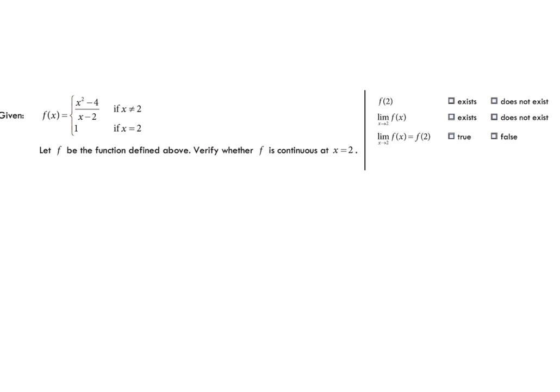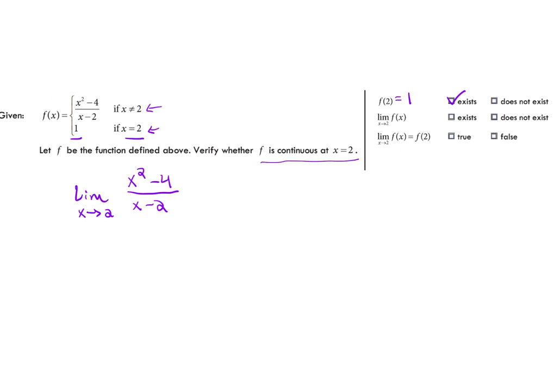Okay, so starting out, we have this piecewise function, and we're going to go through this checklist. We're going to determine if the function is continuous at x equals 2. First thing, does f of 2 exist? If you notice here, it doesn't exist here, but it is defined here. So at 2, the function value is 1. So it does exist. Okay, does the limit exist?